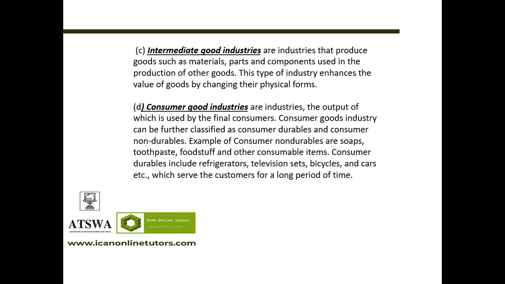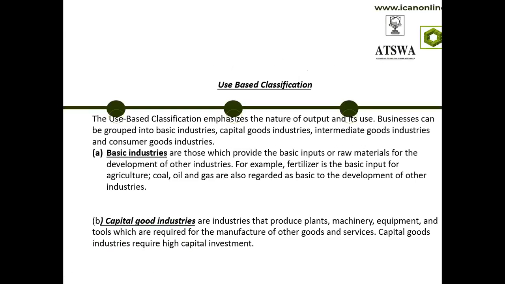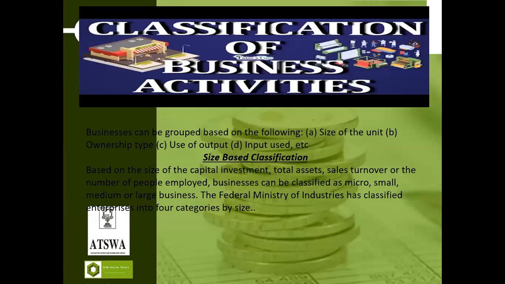Once I purchase it, I'm using it or I'm consuming it. Okay? So this is the second classification. Please don't be carried away. We are classifying business, and we say that business can be grouped into four: in terms of their units, in terms of their ownership, in terms of their outputs, and in terms of the inputs that they are using.